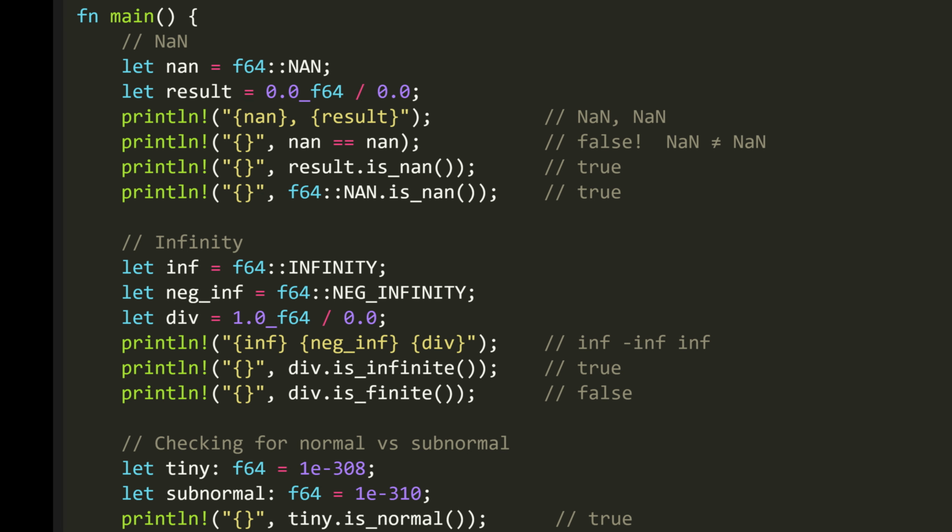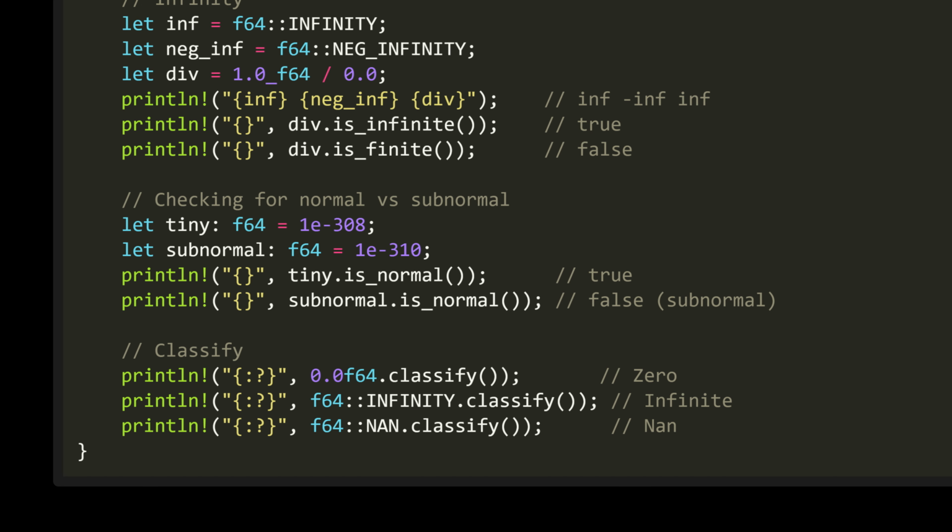Infinity comes from dividing a number by 0. You can get positive infinity or negative infinity. Rust has methods like is_infinite to check for infinity and is_finite to check if a number is normal. There are also special numbers called subnormal that are very close to 0, and you can check if a number is normal with the is_normal method.